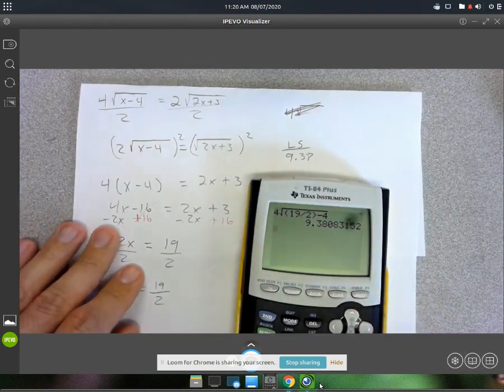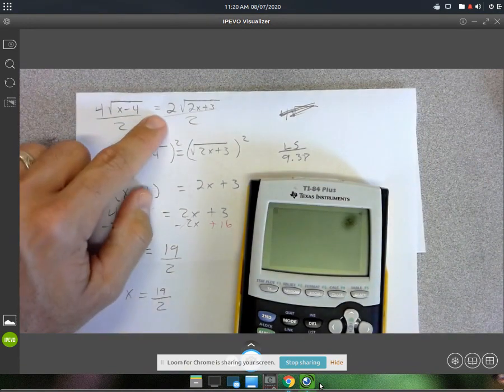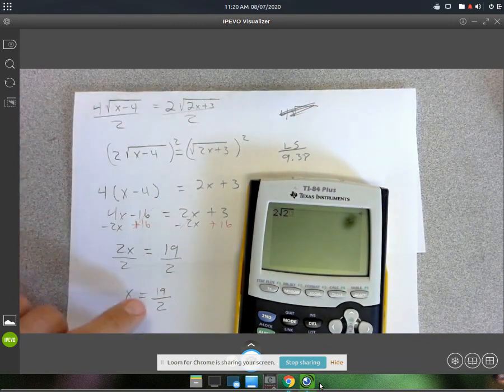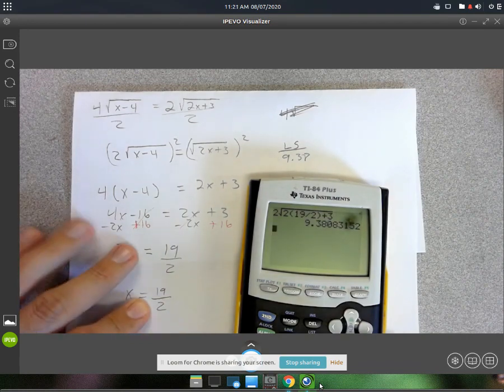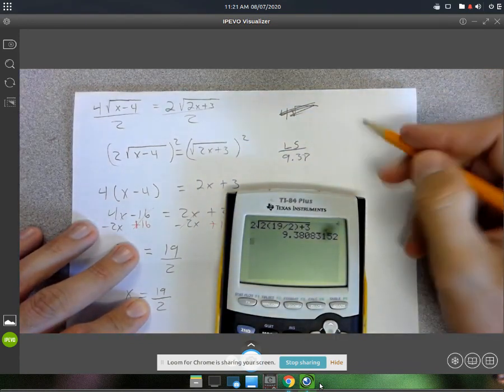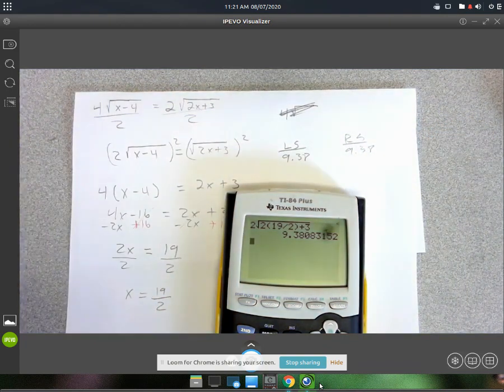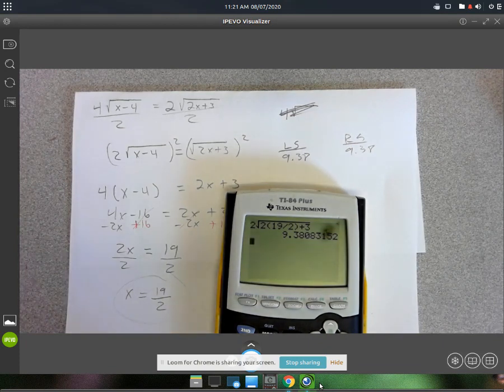And on the right side, we have 2 square root, and then we're plugging in our answer here, 19 over 2, plus 3. Bam, we got the same answer. The right side also gave us 9.38. So that means that 19 over 2 is a valid solution. It's a good solution for this equation.